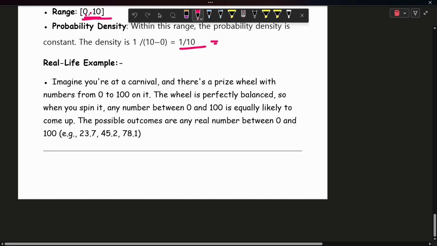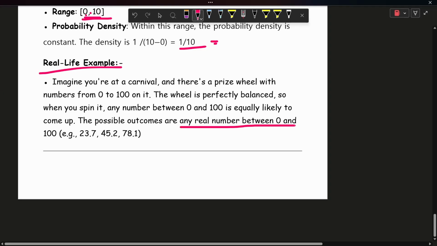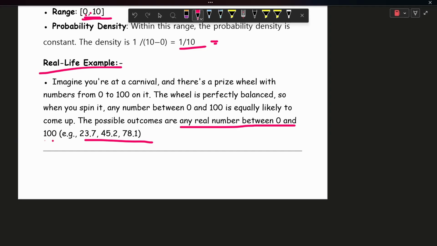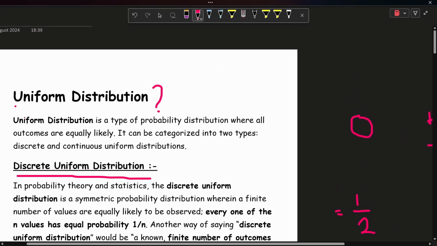We'll also consider one real world example. Imagine you're at a carnival and there's a prize wheel with numbers from 0 to 10. The wheel is perfectly balanced, so when you spin it, any number between 0 to 10 is equally likely to come up. Possible outcomes are any real number between 0 to 10, that is these. So these are all the real numbers that are between 0 to 10. There are countless possibilities. That is why they follow continuous uniform distribution. So I hope you have understood all the concepts in this uniform distribution.